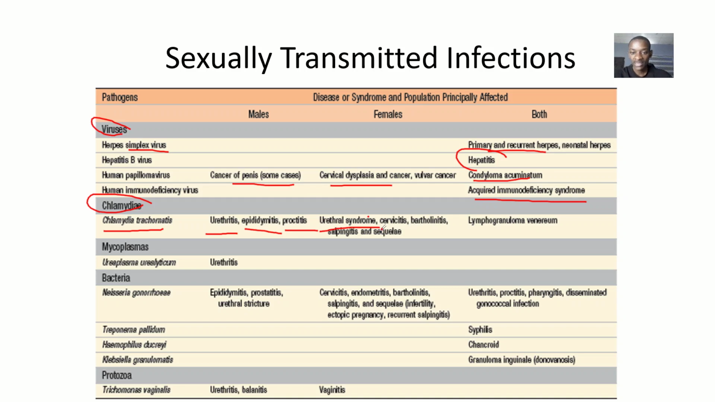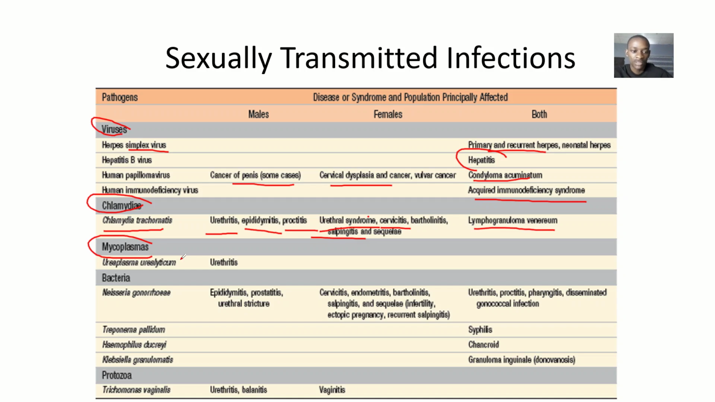It can cause what? Cervicitis. It can also cause what? Bartholinitis. That's inflammation of the Bartholin glands. All right. Then it can also cause salpingitis. It can also cause what? Sequelae. All right. Then in both sexes, a disease condition that it can cause is the lymphogranuloma venereum.